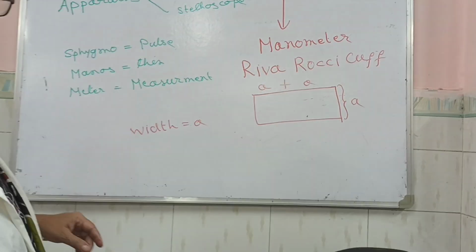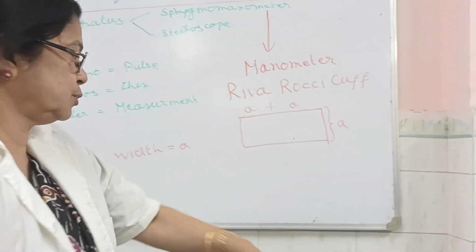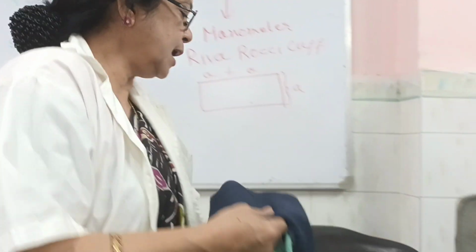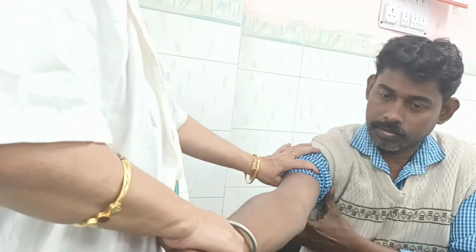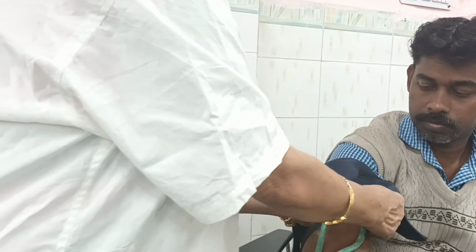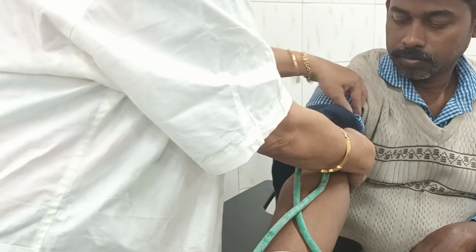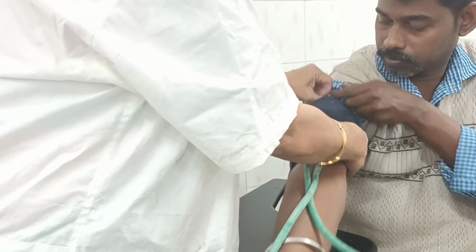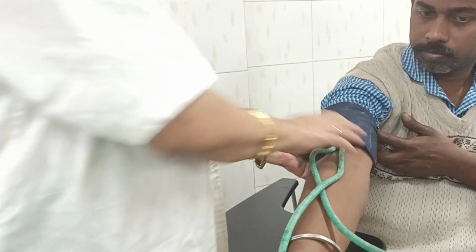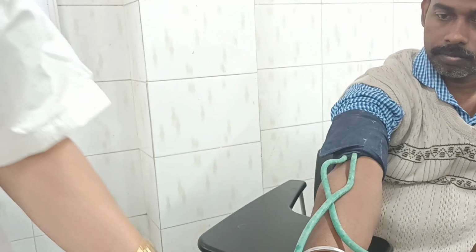Now, how to tie this cup? I am just mentioning the principle, that's why I am showing you. I will mention later on how to tie the cup. First, you have to take the two tubes on both sides of the brachial artery. Then do it like this. Everything I will mention later on. First, see what I am doing.